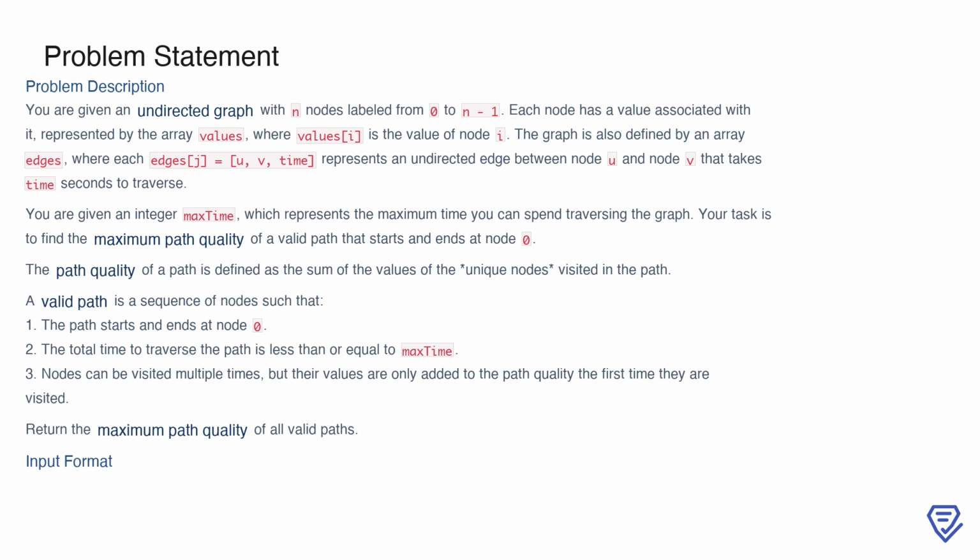Path quality is calculated as the sum of the values of the unique nodes visited during the path. While nodes can be revisited, their values contribute to the path quality only the first time they are visited. To summarize, the task is to find the optimal route that starts and ends at node 0, respects the time limit, and maximizes path quality.